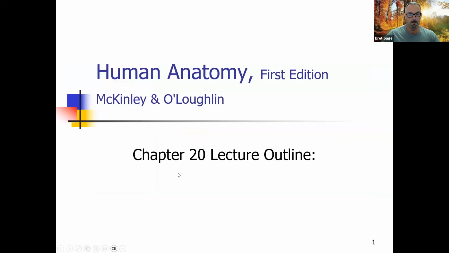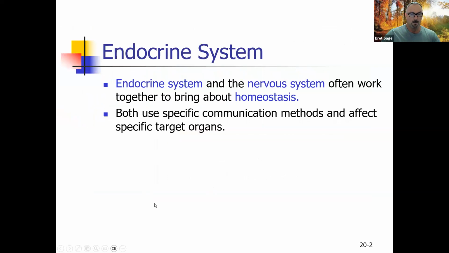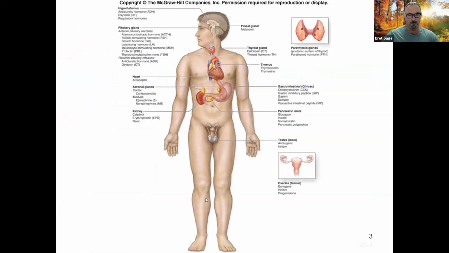Okay, the endocrine system. The endocrine system and the nervous system often work together to bring about homeostasis, which means keeping things in balance. Both use specific communication methods and affect specific target organs. The endocrine system is slower, the nervous system is quicker. Their methods and effects differ.